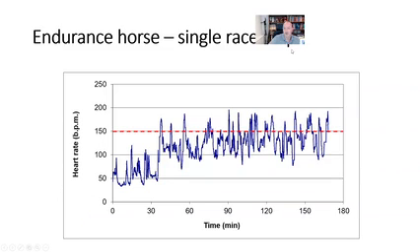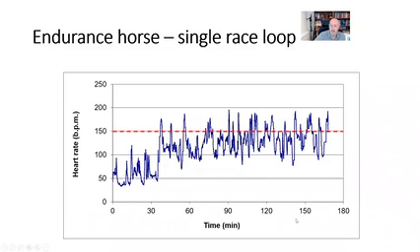Here's another example. This is a very old one, but it's one I love to show because for an endurance horse, this would be the thing that you would really want to avoid doing. Because first of all, we have quite a lot of variation in heart rate, going up to almost 200 and back to probably 80. That sort of variation in effort is incredibly tiring.